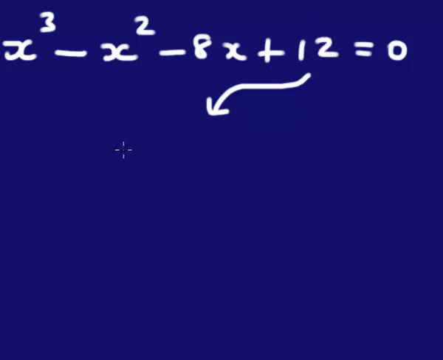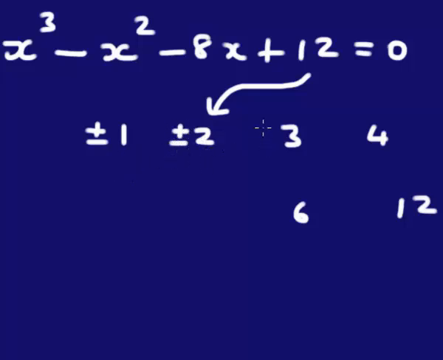Now, what are the factors of 12? Well, the numbers that go into 12 would be 1, 2, 3, 4, 6, and 12 itself. But not only the positive numbers, also the negative ones. So we can have plus 1 or minus 1, 2 or negative 2 could be a potential solution. All of the solutions are factors of 12, so we've got to test to see which one of these is a potential solution.